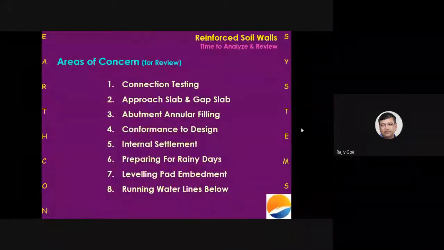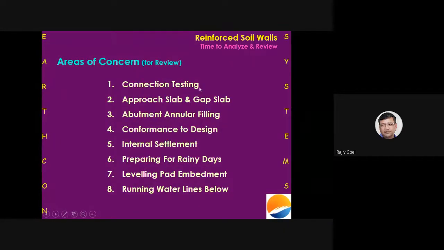So much about conformance to design. Internal settlement. When I was discussing with you regarding the connection testing, I told you that this is a major factor which results in connection failures. So how it happens, we'll try to have a look at that.